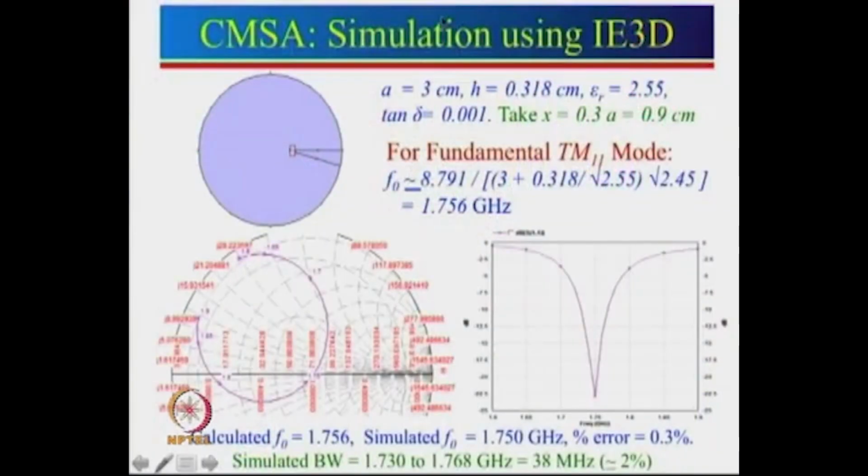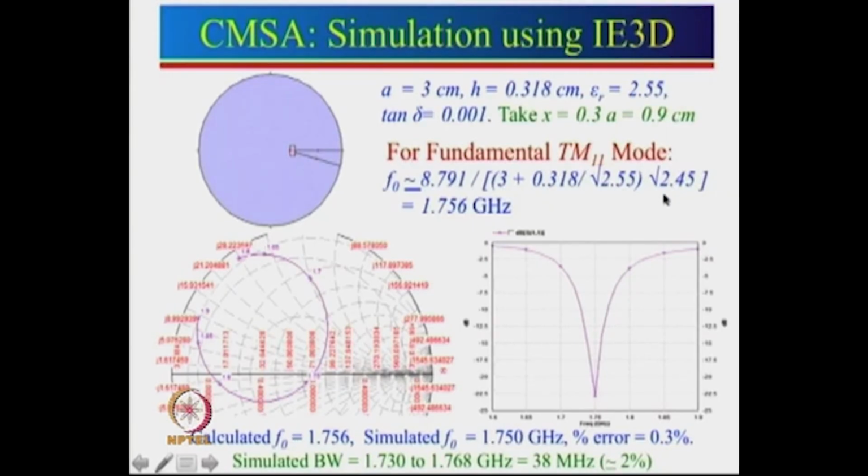So what we have done is a simulation. We have taken A equal to 3 centimeter, H is 0.318 centimeter, which is equal to a 1 by 8 inch substrate, epsilon r is 2.5, tan delta is 0.001. So this is nothing but a very low loss dielectric substrate. As a starting point we have taken X as 0.3A, which comes out to be 0.9 centimeter, corresponding to A equal to 3 centimeter.